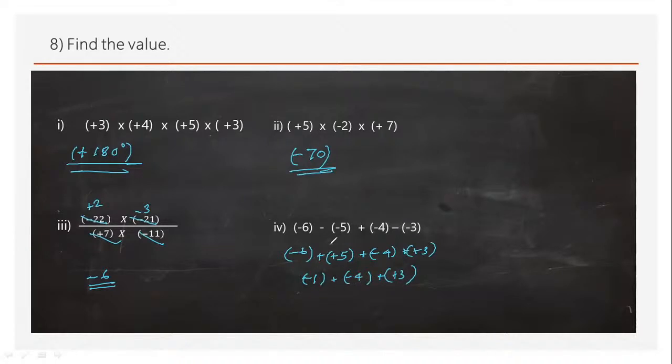Minus 6, minus 5. We have to add these two. The difference is minus 1. And this one, minus 4, minus 5, and plus 3, minus 2. Because for the difference of minus and plus, we have to take the difference. The largest amount is minus 5. From that, you have to take plus 3 out, then remaining is minus 2.